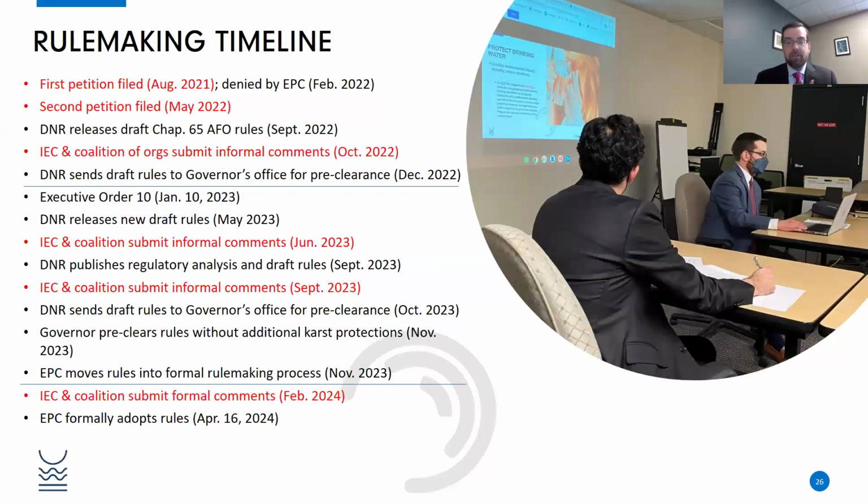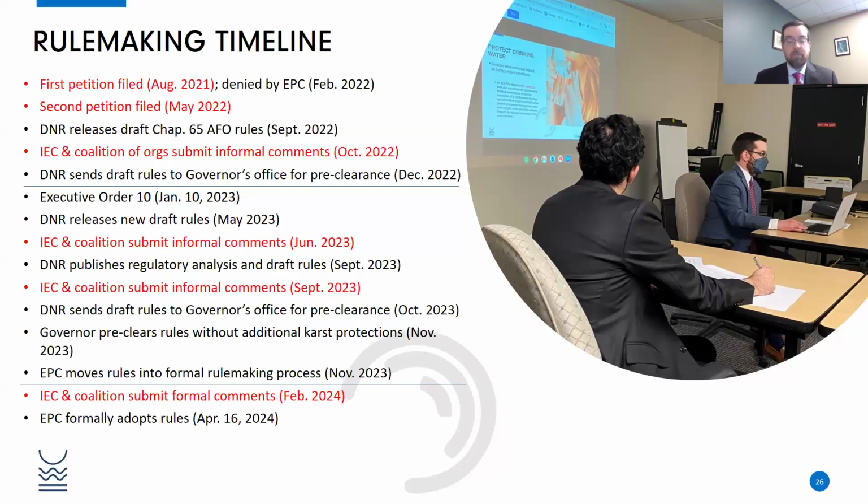The petition and subsequent rulemaking process did lead to some proposed changes by DNR. DNR came out with draft rules in September 2022, a few months after our second petition was filed. And we participated in a comment process. The DNR accepted those comments, sent the rules to the governor's office for pre-clearance, basically pre-approval.